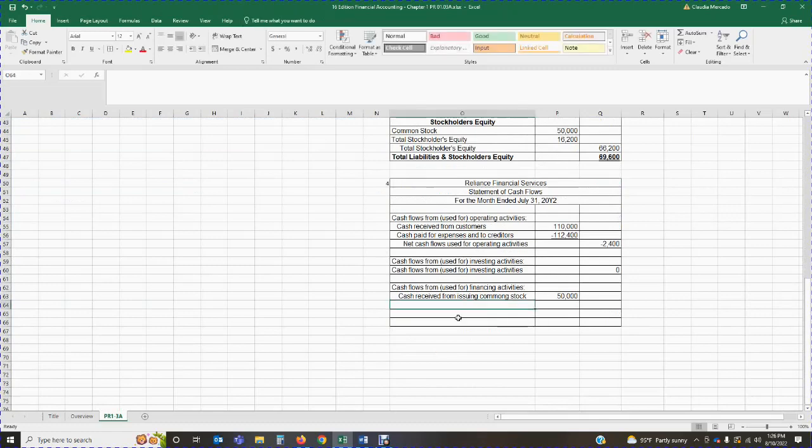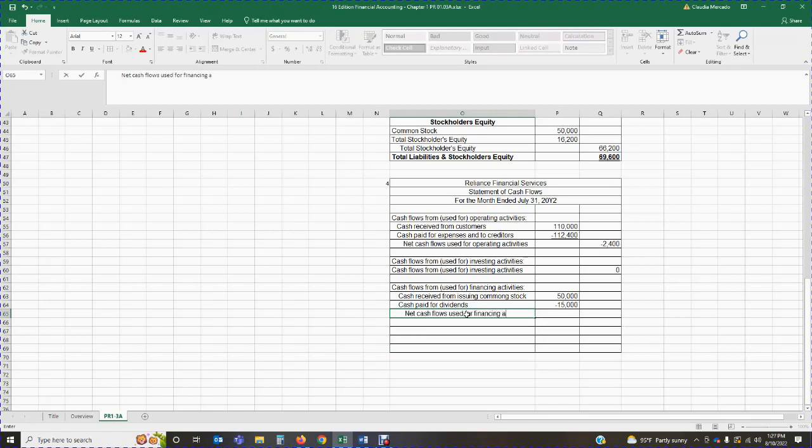Okay, so cash paid for dividends, and because we are paying cash, it will be a deduction, and we paid $15,000 in dividends. Okay, so now we can calculate our net cash flows used for financing activities. We're going to add those two together, and that gives me $35,000.